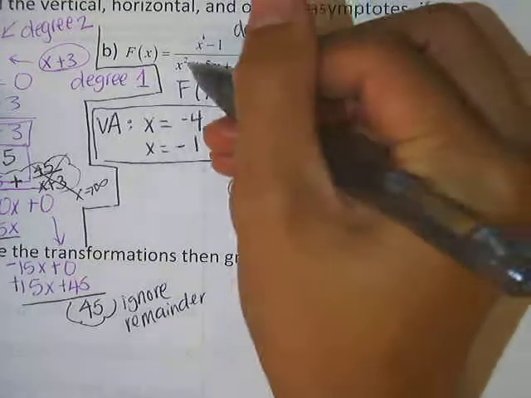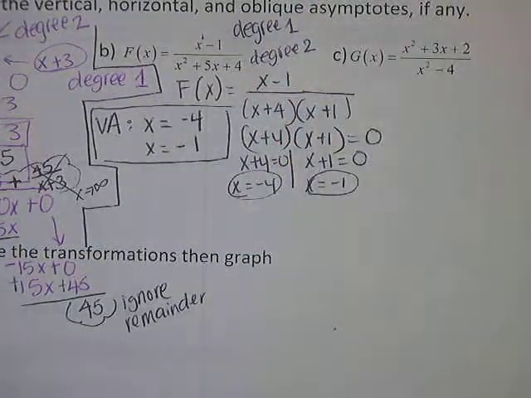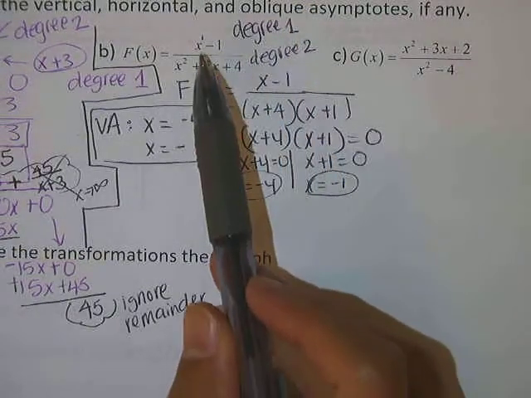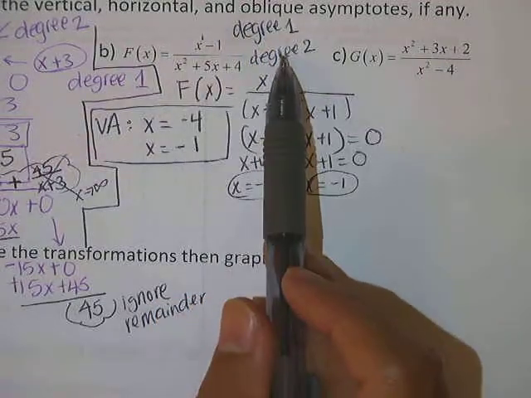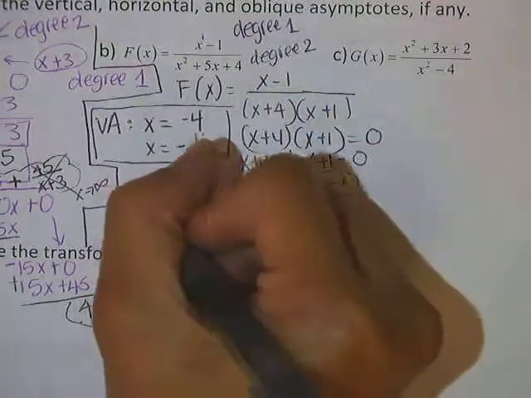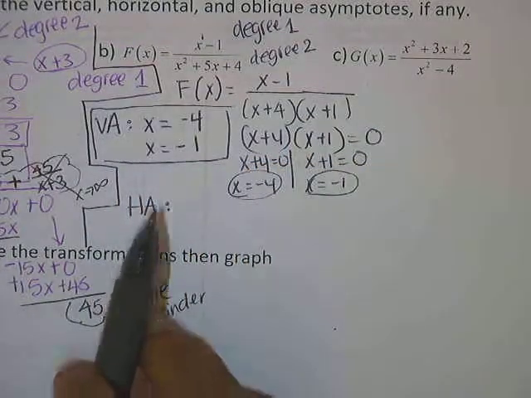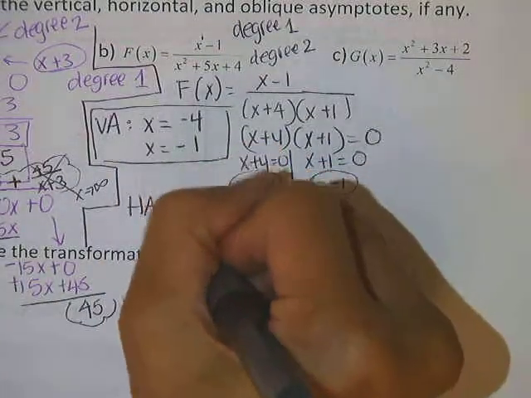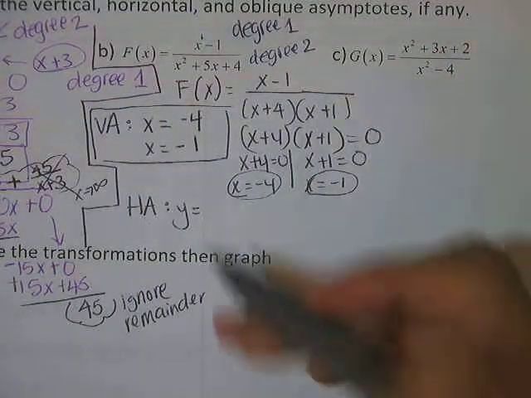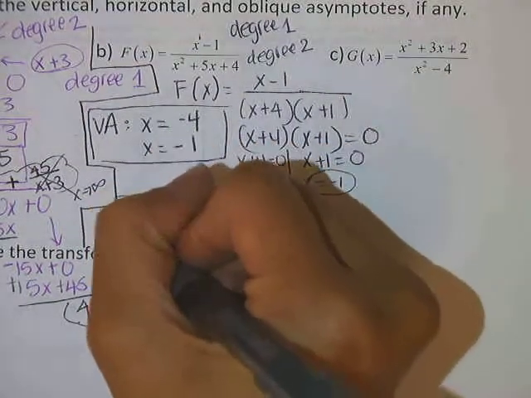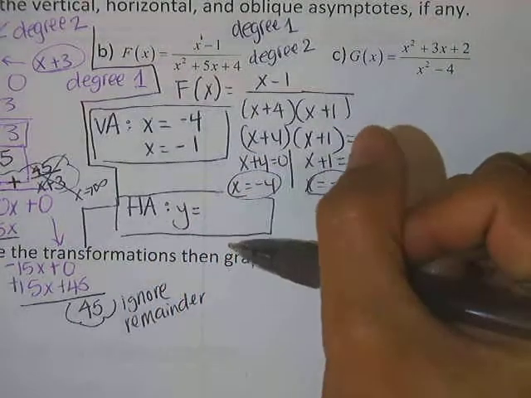Now, let's check the degree of the numerator and the degree of the denominator. The degree of the numerator, because this is actually the first power, is a degree of 1. This is x squared, so this has a degree of 2. So therefore, the degree on the top is not larger than the degree on the bottom. Hence, this is an HA, which is a horizontal asymptote.